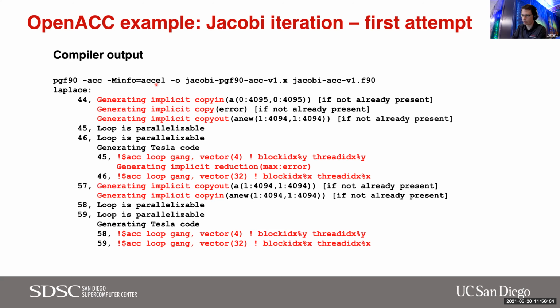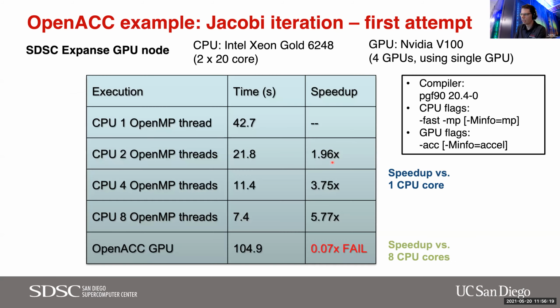It tells you actually what it does. It generates these copy operations. It generates a reduction operation. Here's some information about gangs and threads and so on. So you see, it uses the same nomenclature, so internally it translates it basically into CUDA code. And this is the performance we get for this code on an Expanse GPU node, with the corresponding compiler flags.